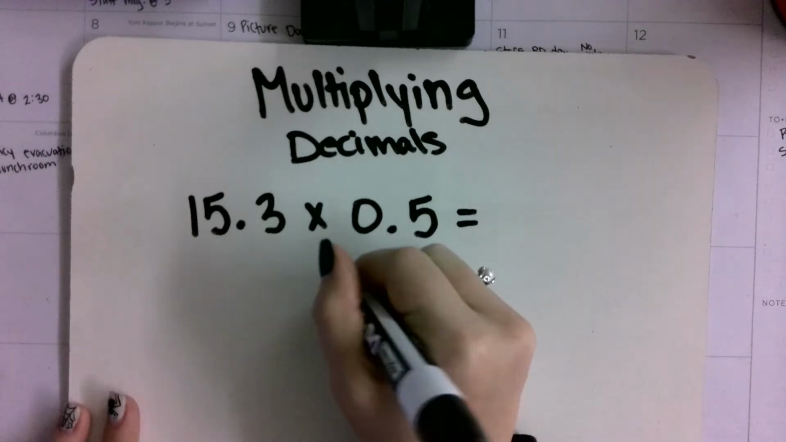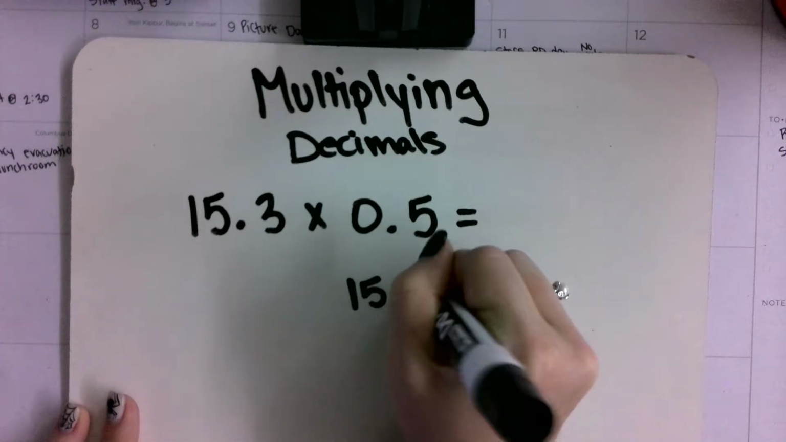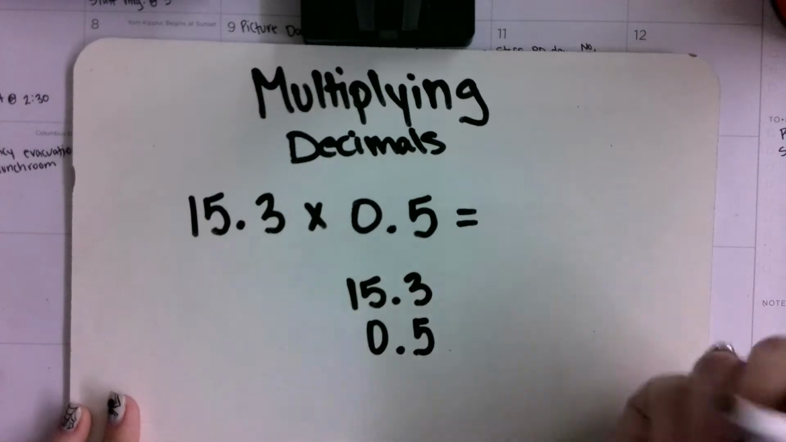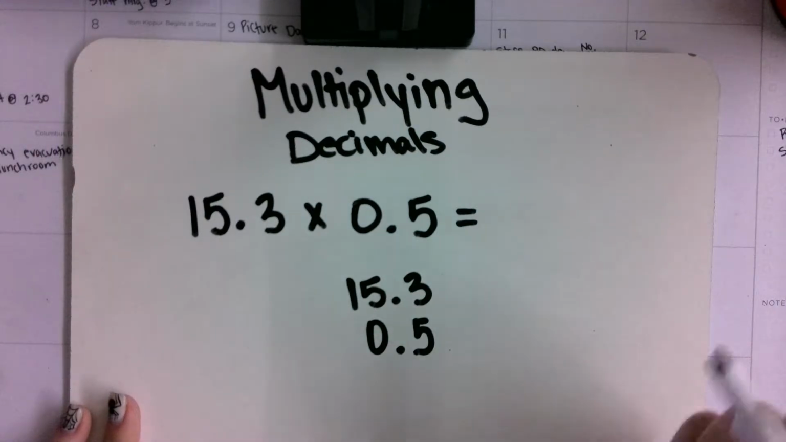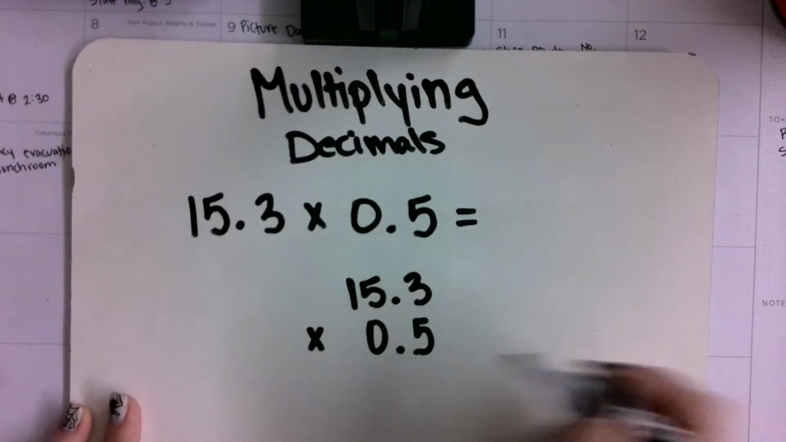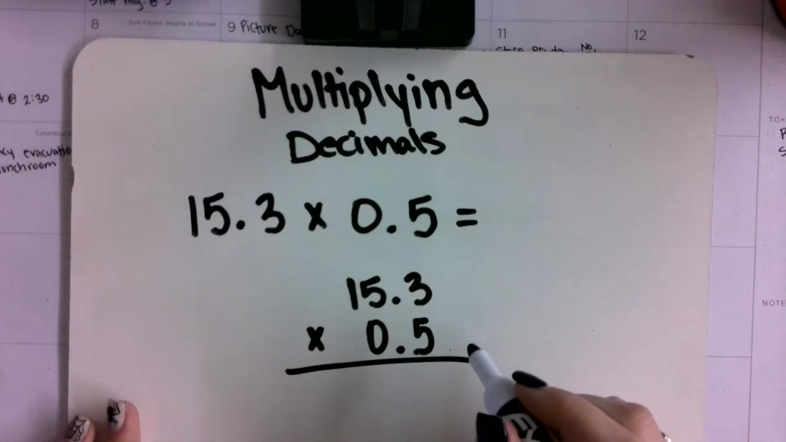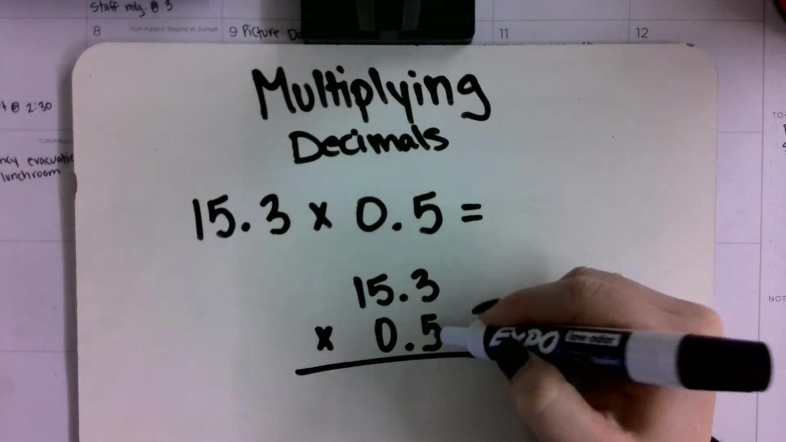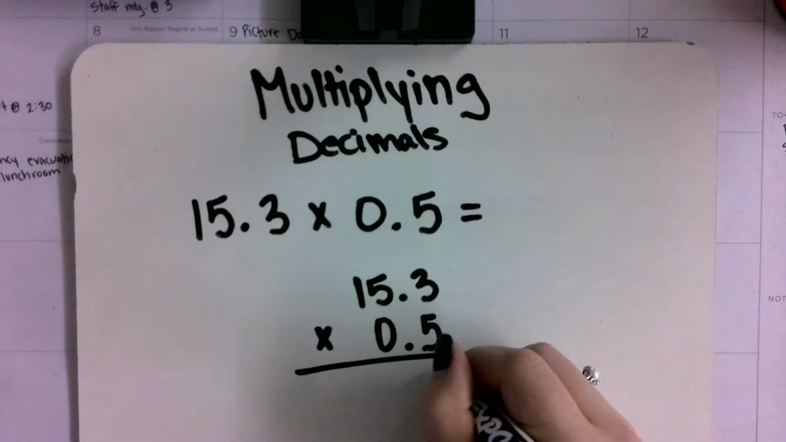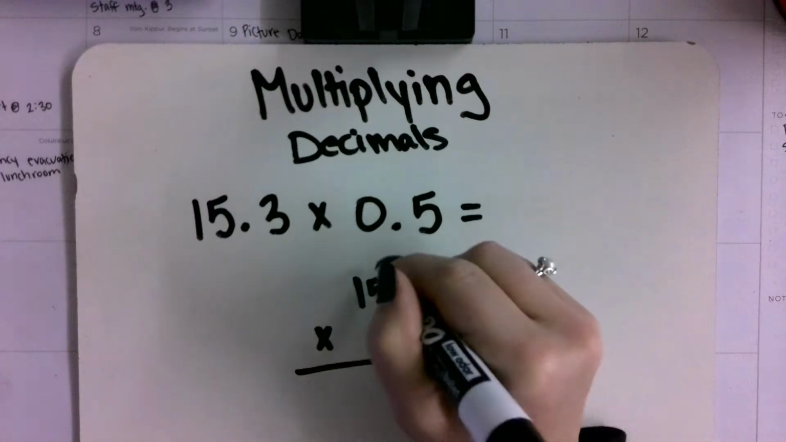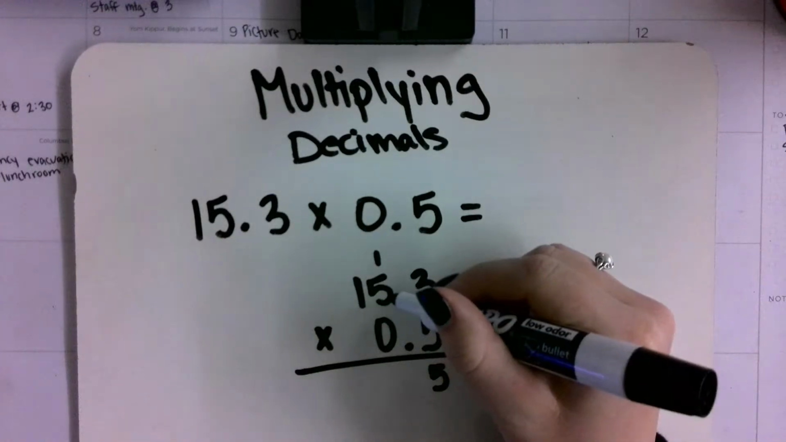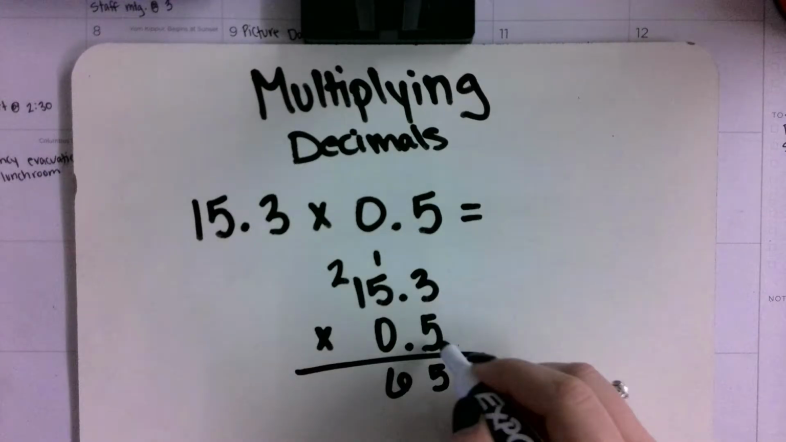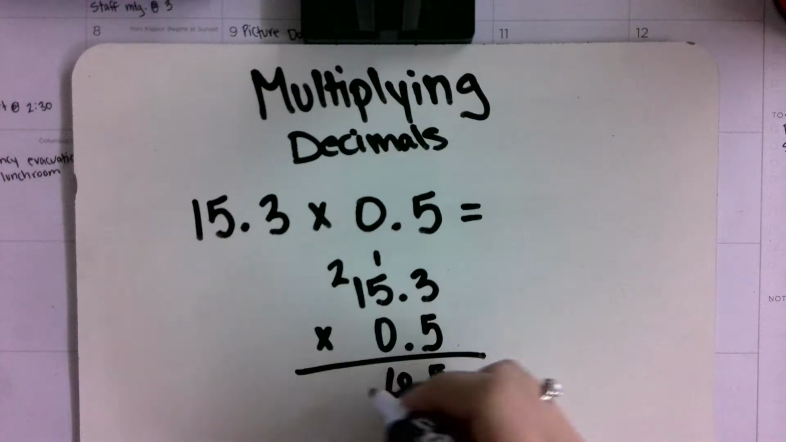So if I write this vertically, it just so happens that my decimals are lined up here, but they don't have to be. So we're going to multiply going across just like we do with regular multiplication. So I'm going to start down here. 5 times 3 is 15. Put down 5, carry the 1. 5 times 5 is 25, plus 1 is 26. And then 5 times 1 is 5, plus 2 is 7.